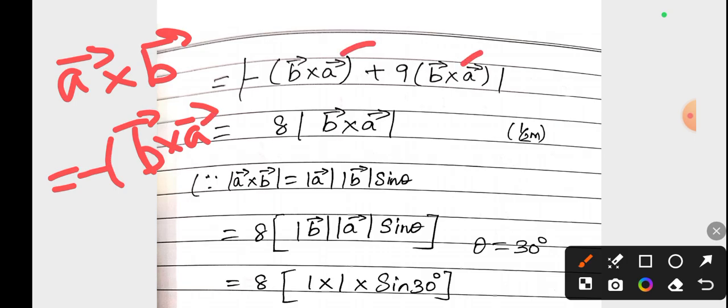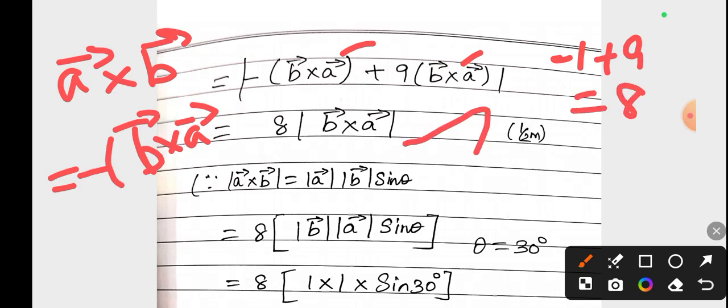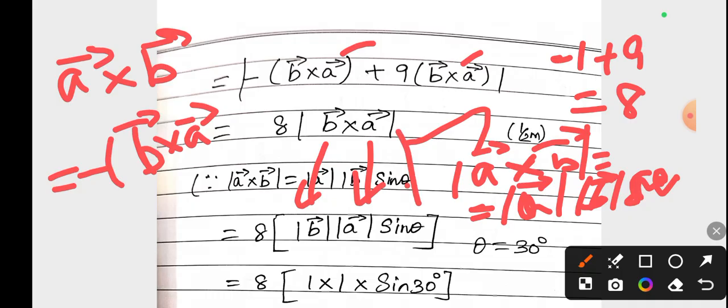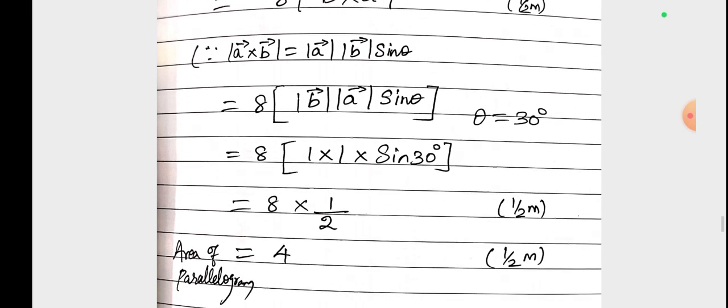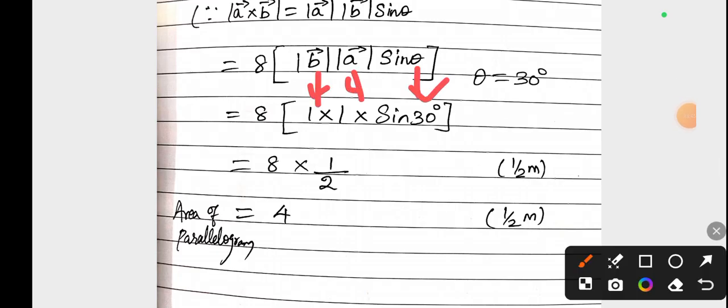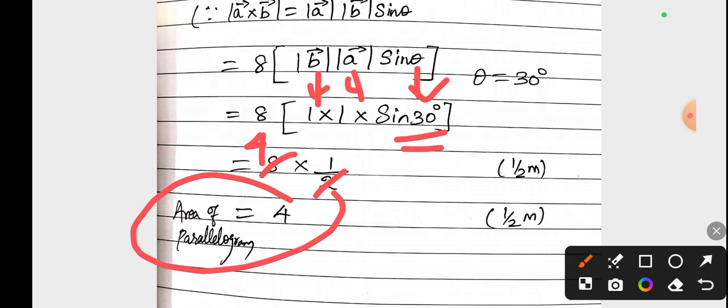So minus 9 plus 9, minus 1 plus 9 is nothing but 8. 8 into magnitude of b vector cross a vector. That is split. Normally, magnitude of a vector cross b vector formula-wise is magnitude of a vector, magnitude of b vector, sine theta. So magnitude of b vector, magnitude of a vector, sine theta. That values and all we are getting as 1. This value 1, this value 1, sine theta value 30 degree. So what is sine 30 degree value now? 1 by 2, cancel, and getting the answer, area of parallelogram is 4.